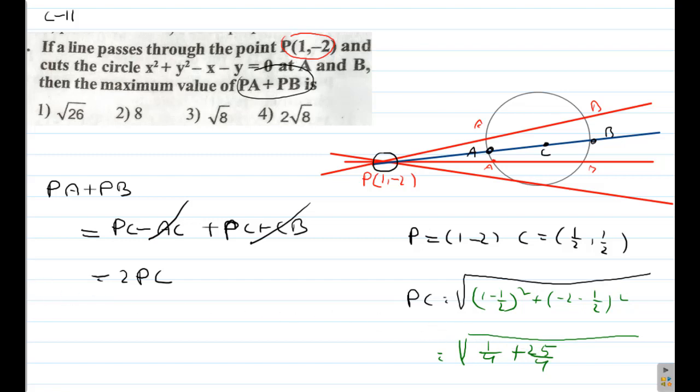So directly now I want to write here, which is same as 2 into root over 26 by 2. 2 gets cancelled. Therefore the maximum value of PA plus PB is root 26. Maximum value of PA plus PB equal to root over 26. According to this, option 1 is correct.